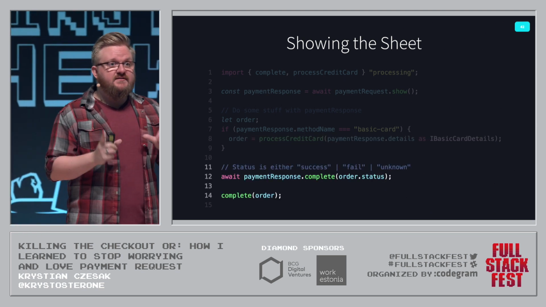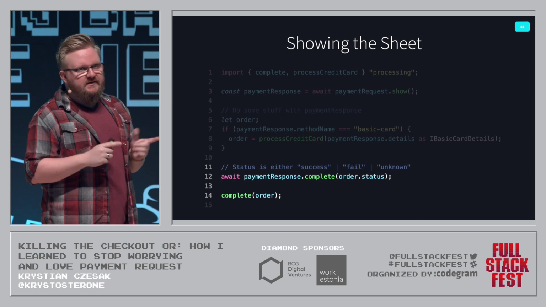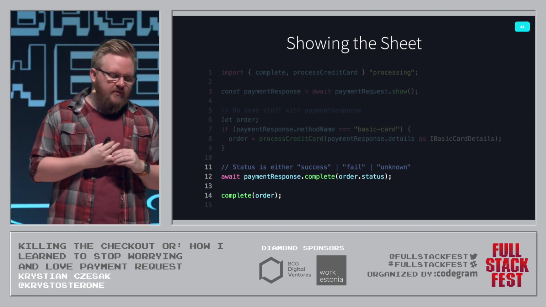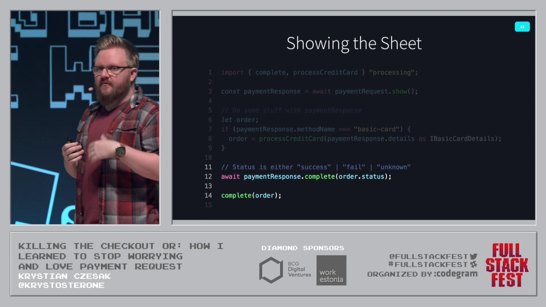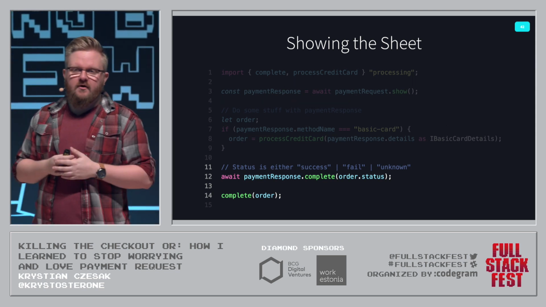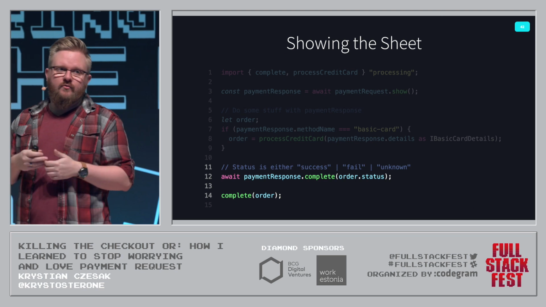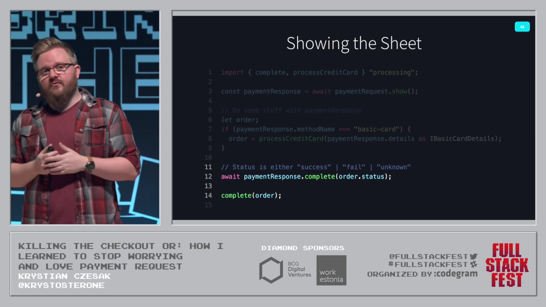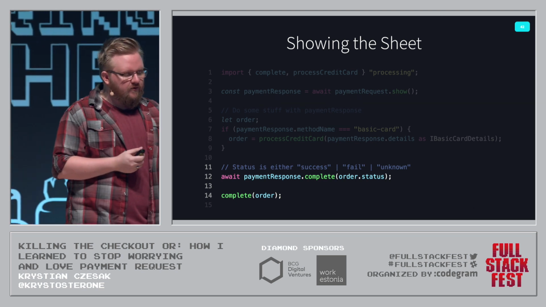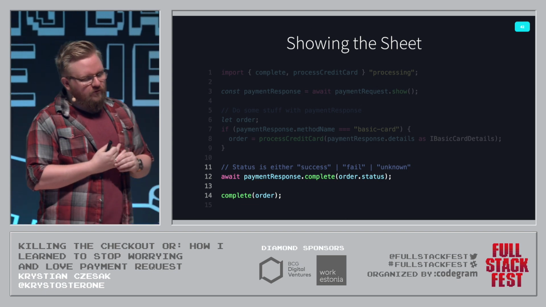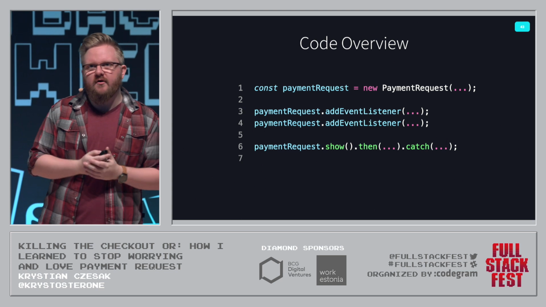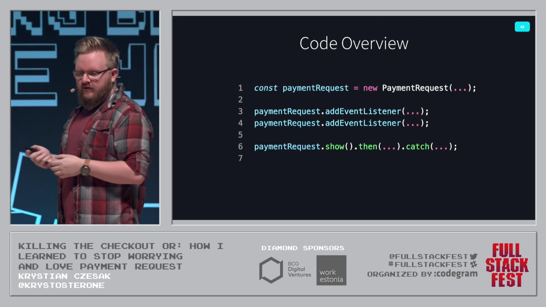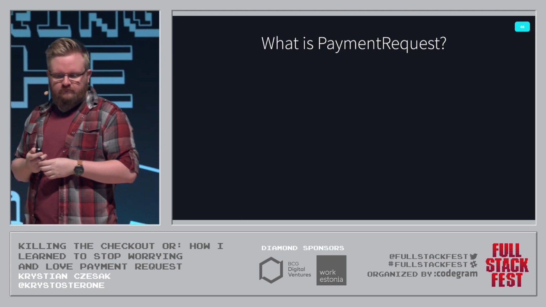Then at this point, the sheet is still open. It's processing, but it's up to you to close it down. And the way to do it is to call the complete method on the payment response, with either success, fail, or unknown. This will close the sheet and allow you to probably redirect the user to the thank you page. So this is where the complete method would do exactly this. And that's a quick overview of how you can leverage PaymentRequest on your website today.